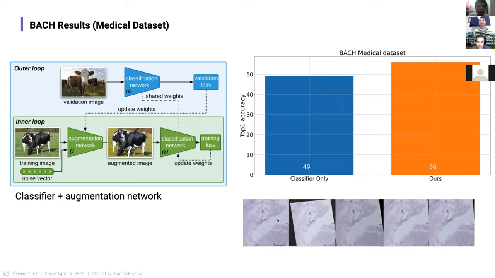So in this data set, we were doing a breast cancer classification. So we have images of breasts, and that would be the image. And then you feed that to a classifier and it tells you whether there's cancer or not. Using just the classifier only, we achieved an accuracy of 49%. However, with the augmentation network, we achieved an accuracy of 56%. So that's 7 points extra. These are all nice motivation for using this method.